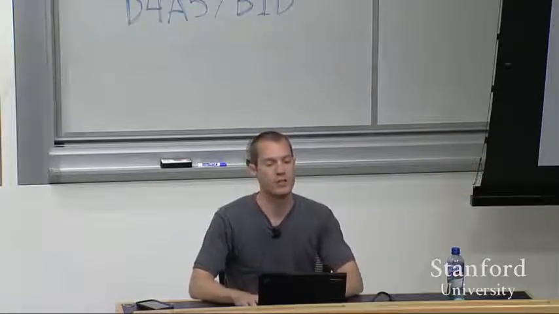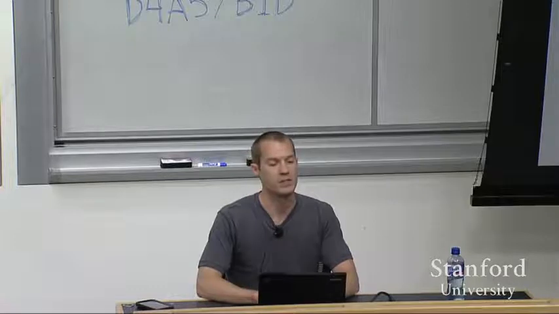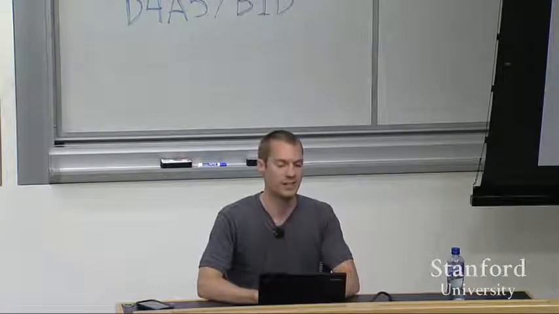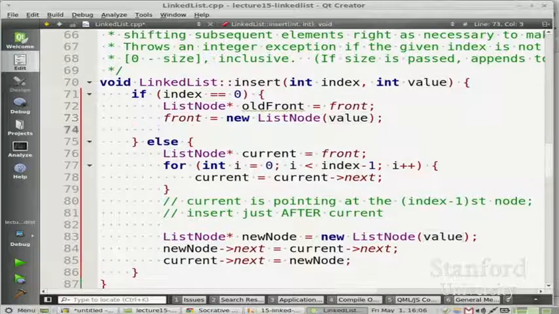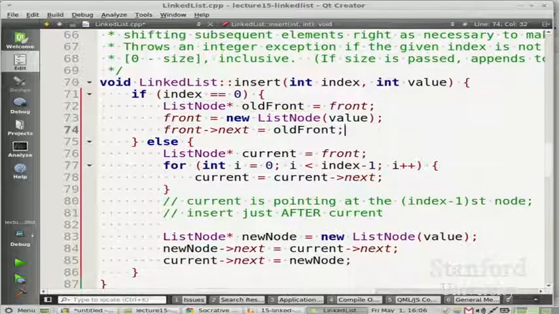So what you really want to do is say something like list node old front equals front, and then say front next equals old front, something like that. There are different ways you can write this, but you don't want to lose all the rest of your data in the process. Does that make sense?